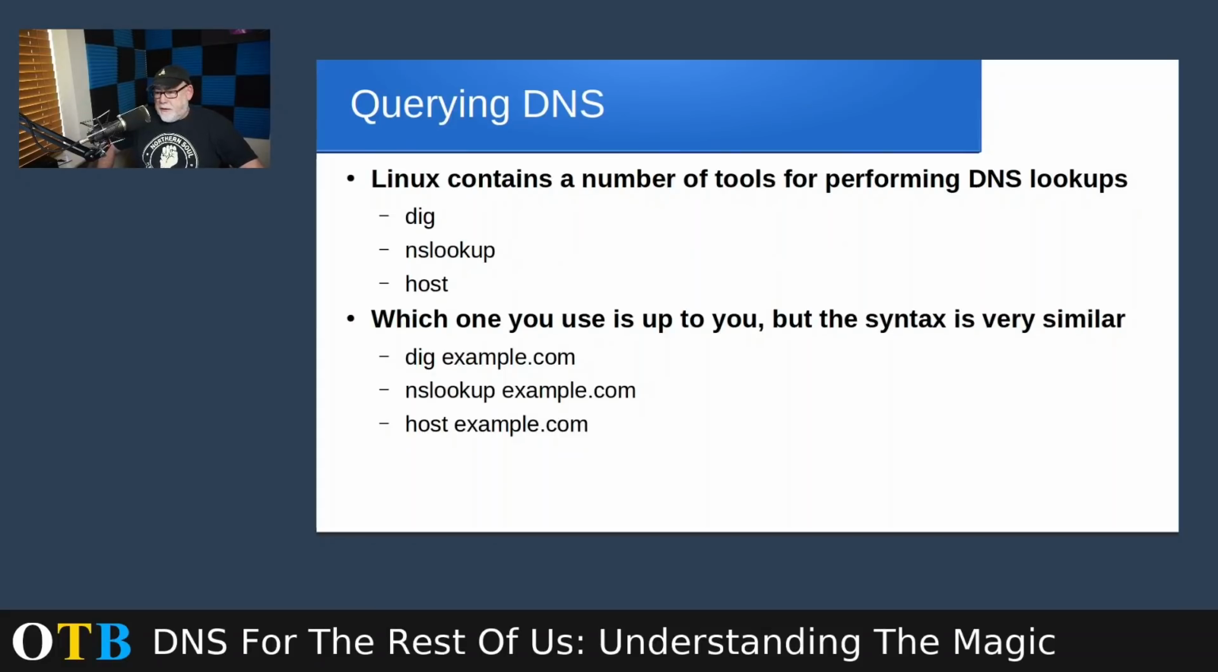We then have NSLookup, which traditionally has been the Windows DNS tool. It's available on Linux as well, and for many years, whenever NSLookup was used, we used to get a message that says it's deprecated. That seems to have disappeared now. And for a very basic lookup on Linux, we can use the tool host. So which one you use is ultimately up to yourself, but actually the syntax is pretty similar. Let me just show you.